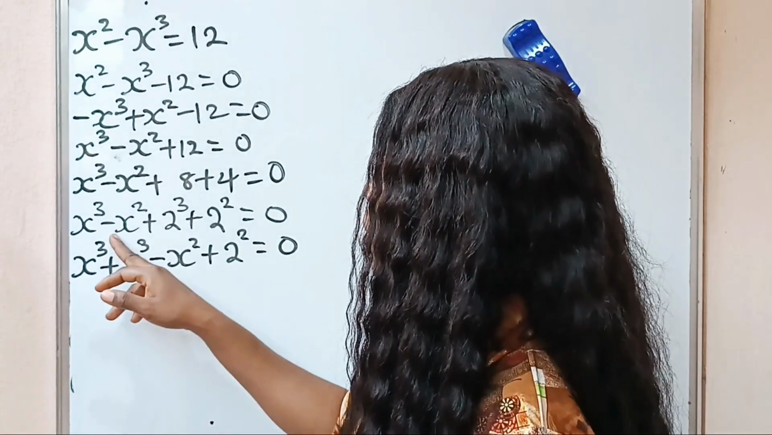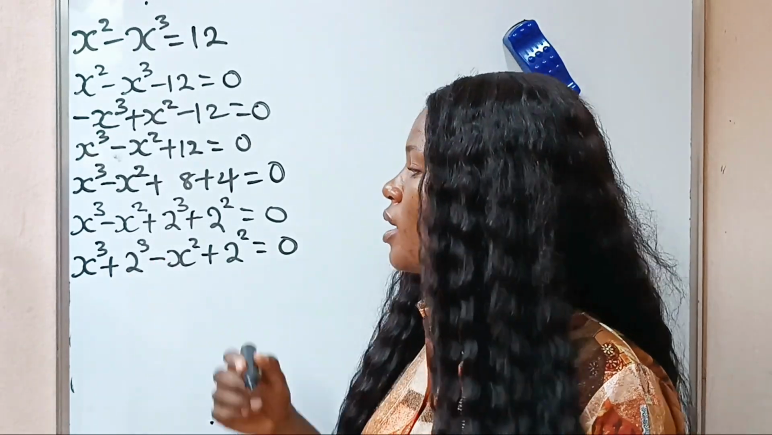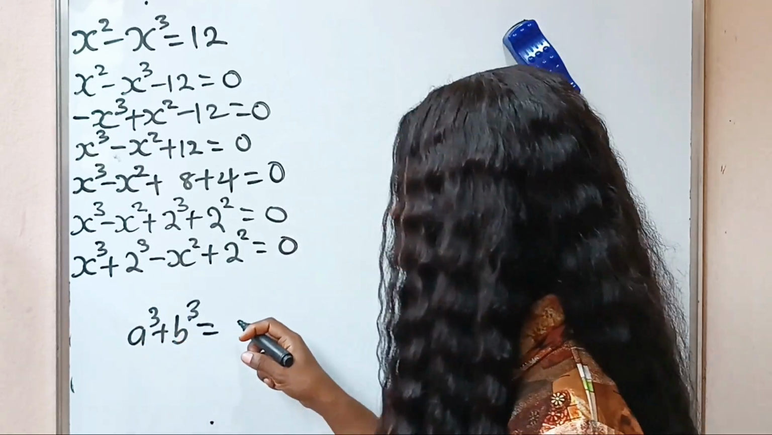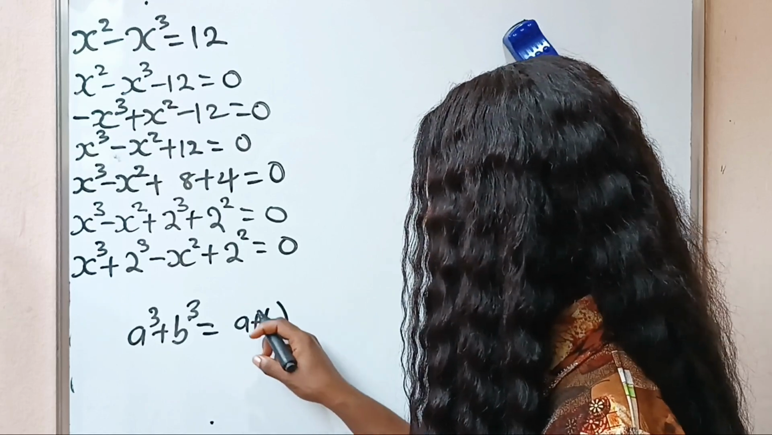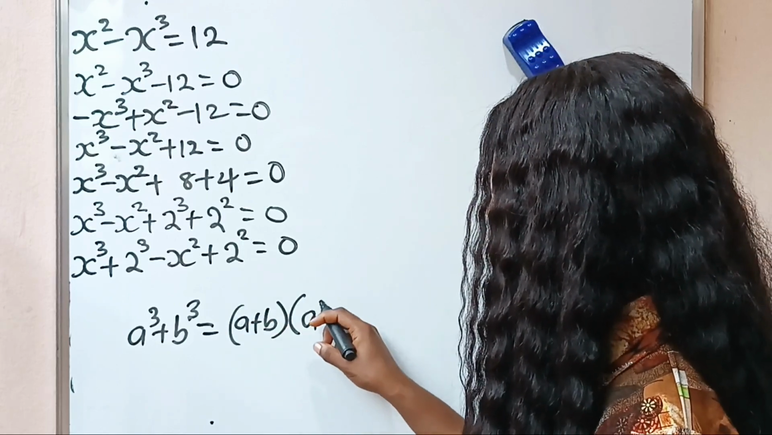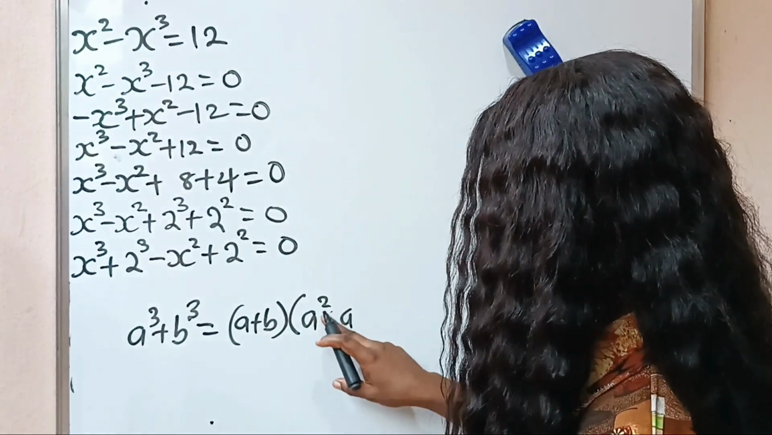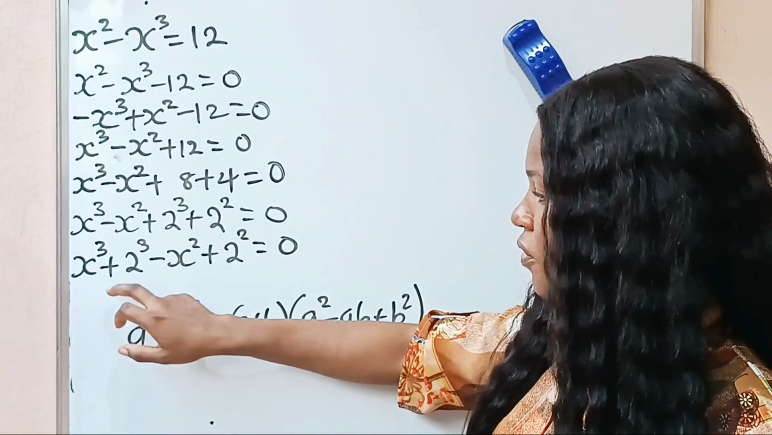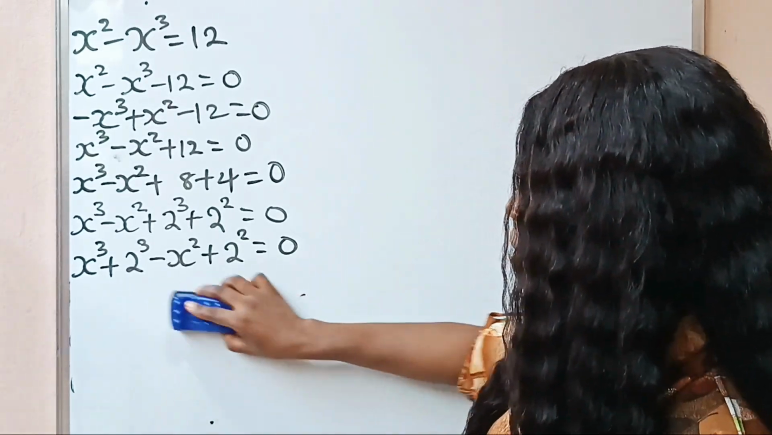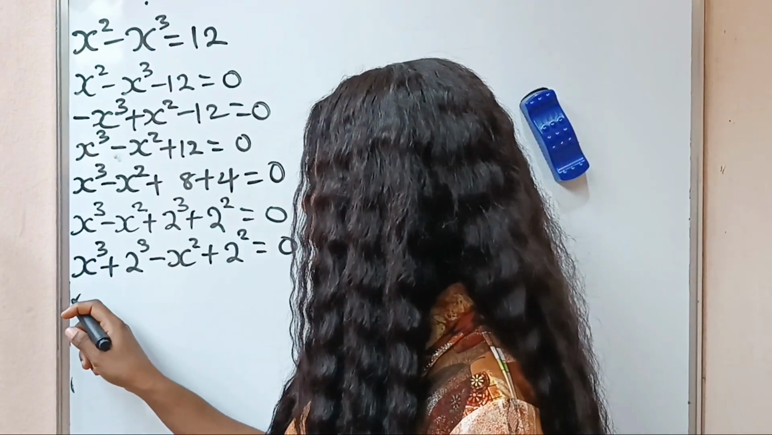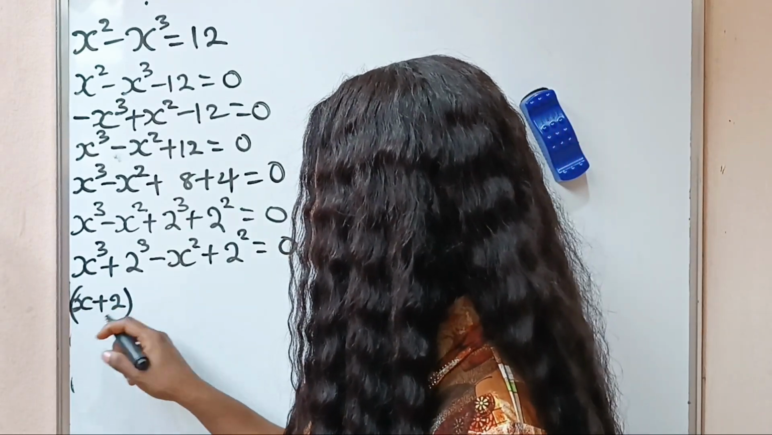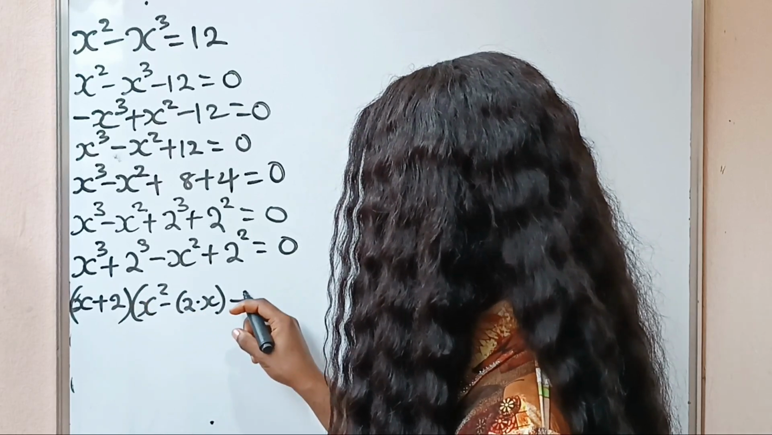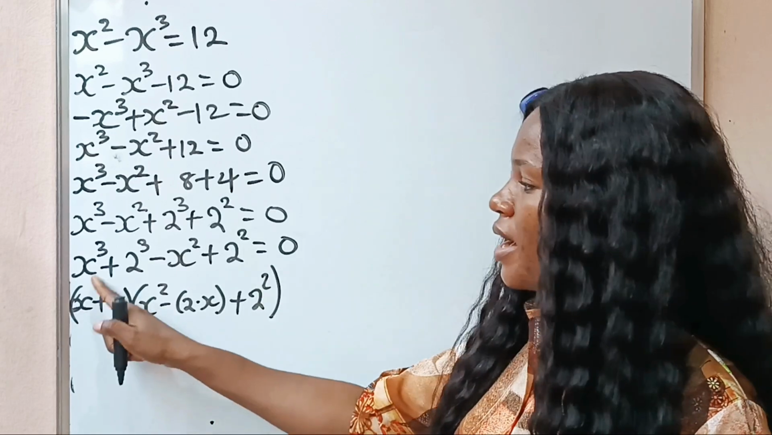Now, when you have x to the power of 3 plus 2 to the power of 3, that is when you have a to the power of 3 plus b to the power of 3. This is equal to a plus b, all right, multiplied by a squared minus ab plus b squared, all right? So let's express the first one in this way. Now, if we do that, we have x plus 2 multiplied by x squared minus 2 multiplied by x plus 2 squared, all right? That is it for this.